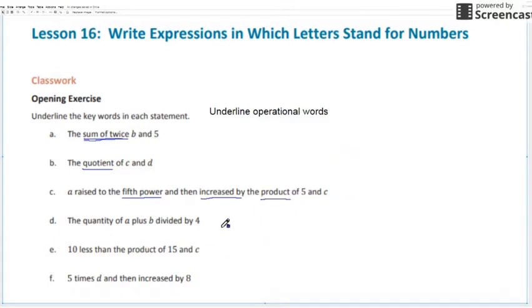So what I would like you to do on the next three, I want you to pause the video and try to underline or think about what you should underline for these next three sections and then come back and see if it matches what I tell you.